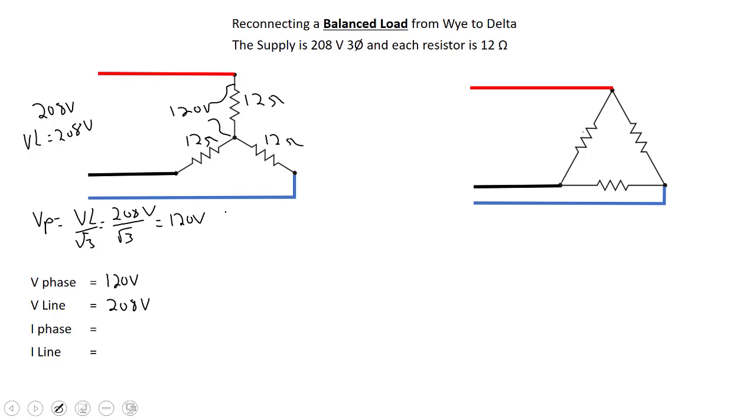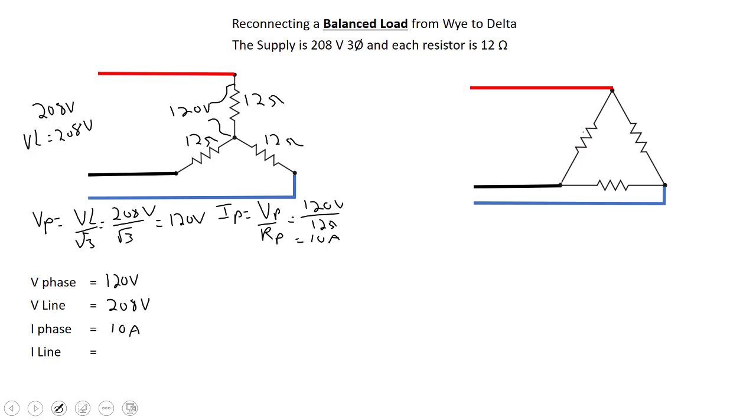I can now calculate my phase current. Phase current would be equal to the voltage across the phase divided by the opposition in each phase. In this case it's just resistance. So that's 120 volts divided by 12 ohms. That comes to 10 amps. So our I phase is 10 amps.